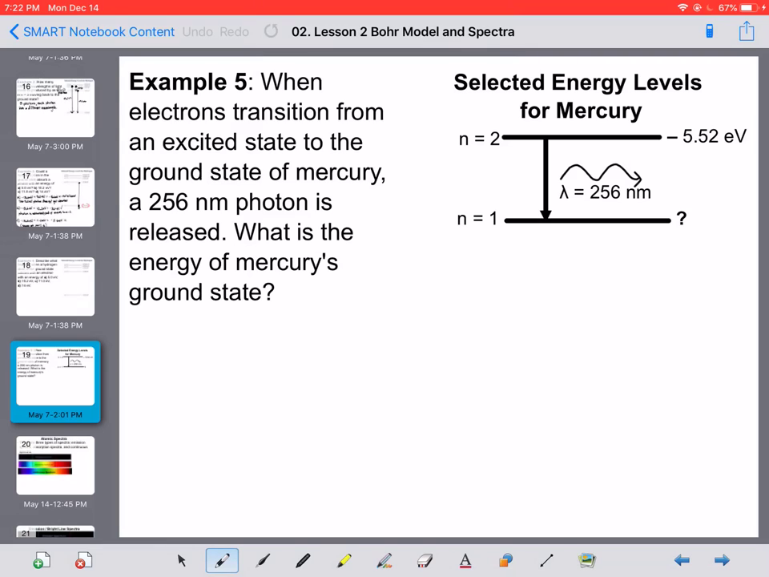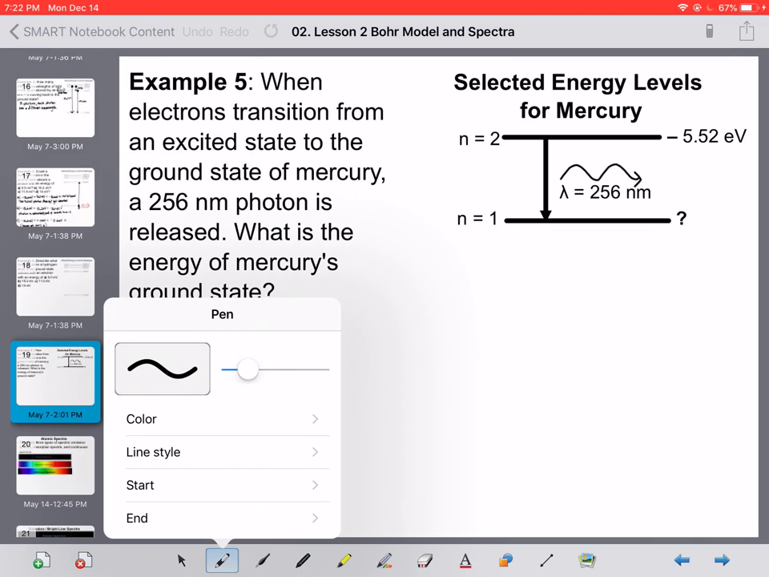Okay, lesson 2, example 5. When electrons transition from an excited state to the ground state of Mercury, a 256 nanometer photon is released. What is the energy of Mercury's ground state? So if we look at the diagram here, we can see that the n equals 2 energy level for Mercury is negative 5.52 electron volts.